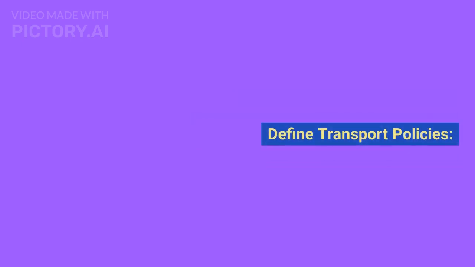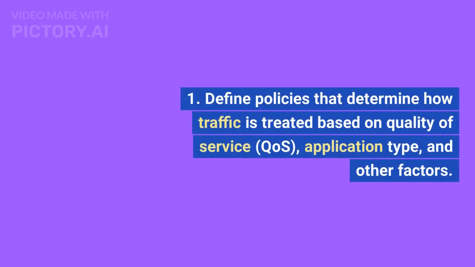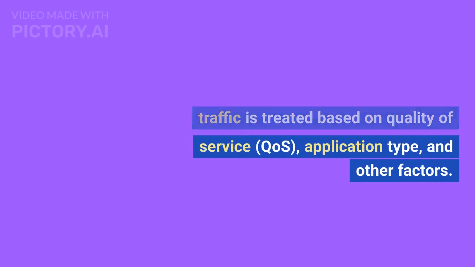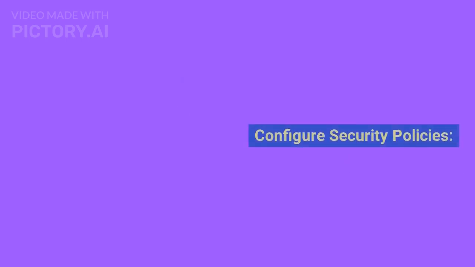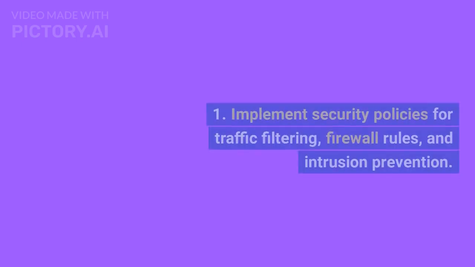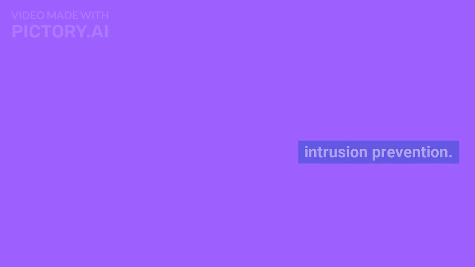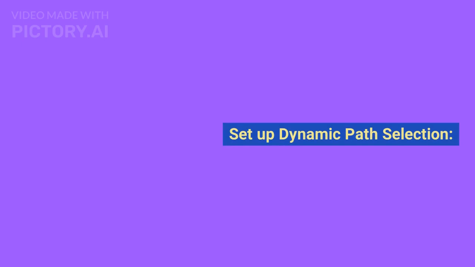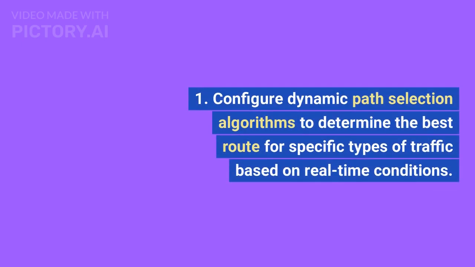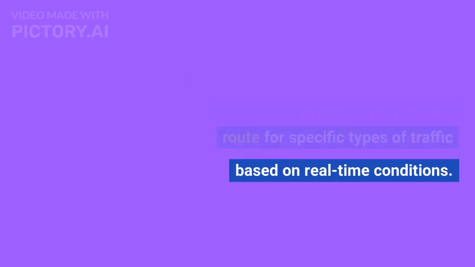Define transport policies. 1. Define policies that determine how traffic is treated based on quality of service, QoS, application type, and other factors. Configure security policies. 1. Implement security policies for traffic filtering, firewall rules, and intrusion prevention. Set up dynamic path selection. 1. Configure dynamic path selection algorithms to determine the best route for specific types of traffic based on real-time conditions.